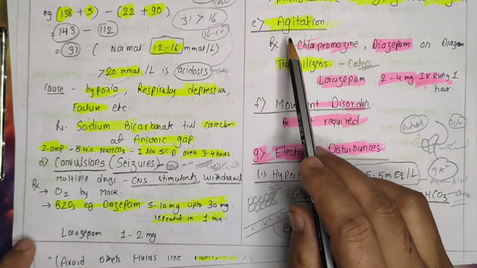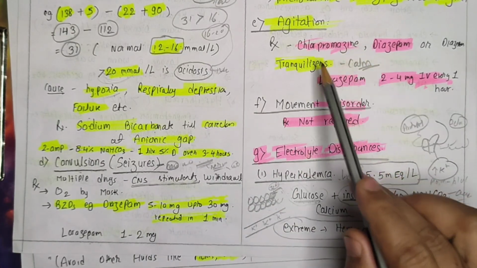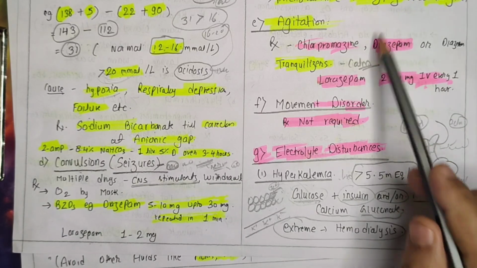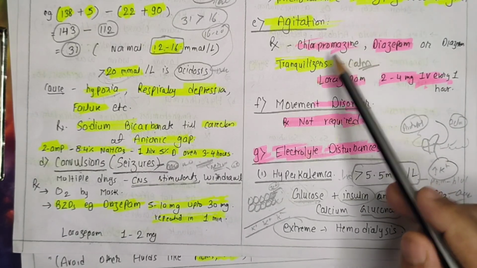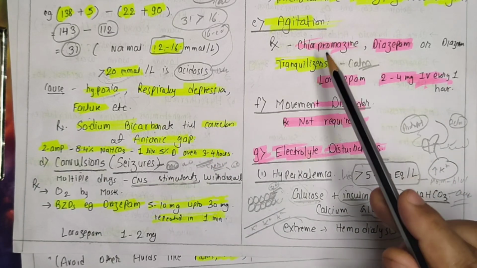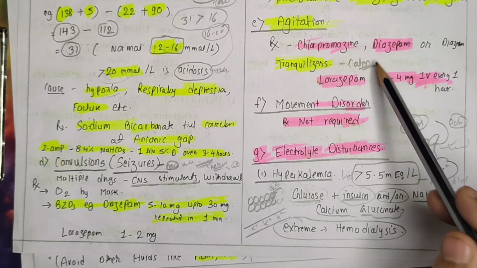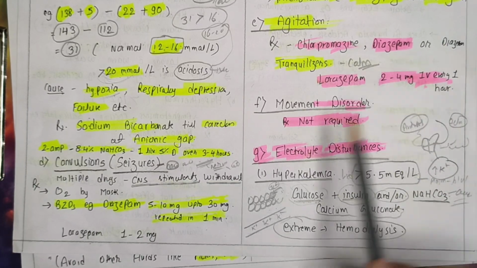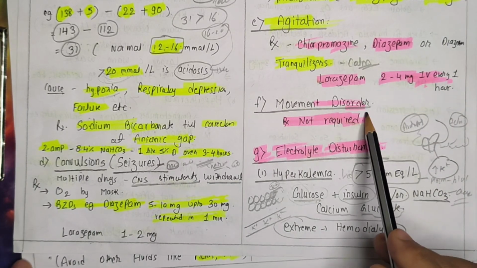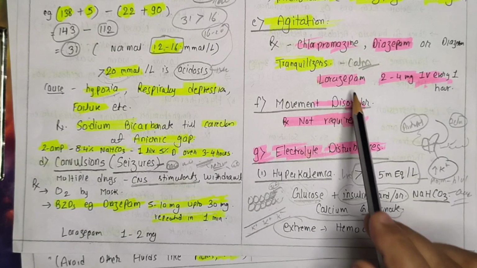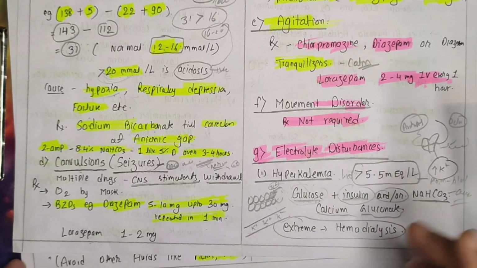Then another condition is agitation. For agitation, the same drugs like diazepam and lorazepam can be used, so no need to manage this separately. If there is convulsion and agitation also, if we are giving any benzodiazepines or phenobarbital, the agitation will also be taken care of. Dosing almost remains the same. Then there is another condition called movement disorder. In movement disorder, no separate drug is required. These tranquilizers will take care of this also.